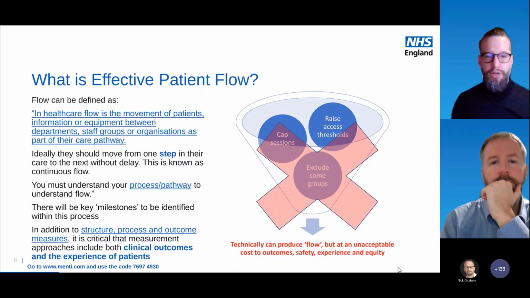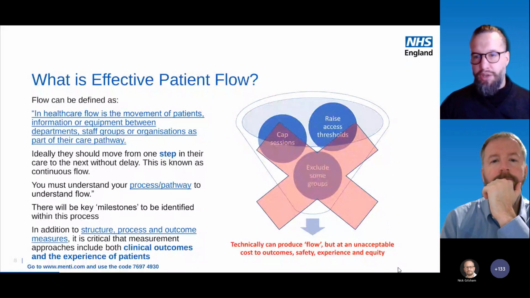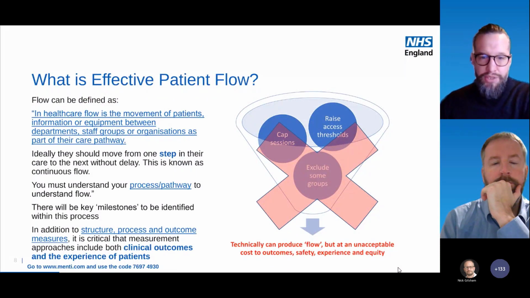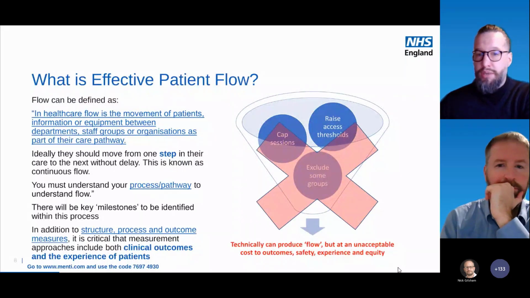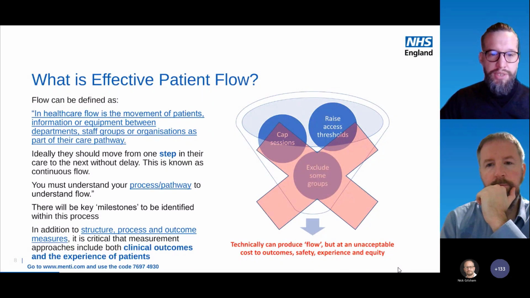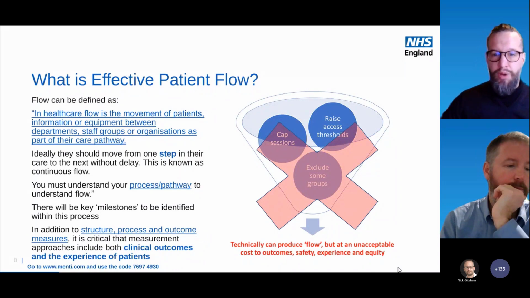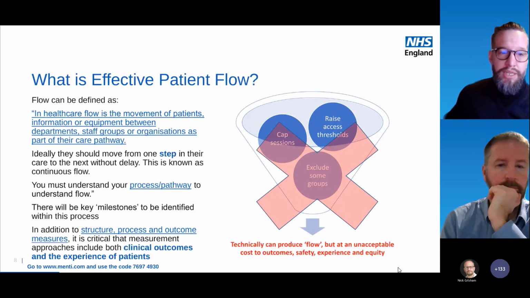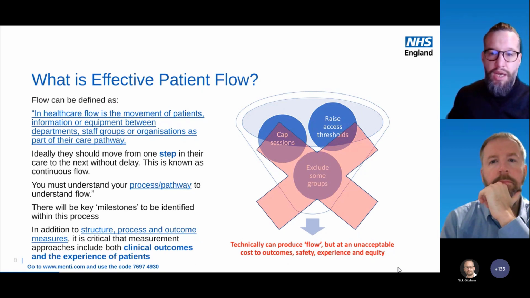In mental health, historically, we've had a reactive and unplanned approach to managing the mismatch between demand and capacity. And this has included approaches like arbitrary capping of session numbers, raising of access thresholds, or excluding some groups from access to treatment. Technically, these things can improve flow, but they come at an unacceptable cost to outcomes, safety, experience, and equity. So the approach that we describe in these ways of working proposes a different way of managing this than many services may be used to. Can I have the next slide, please?